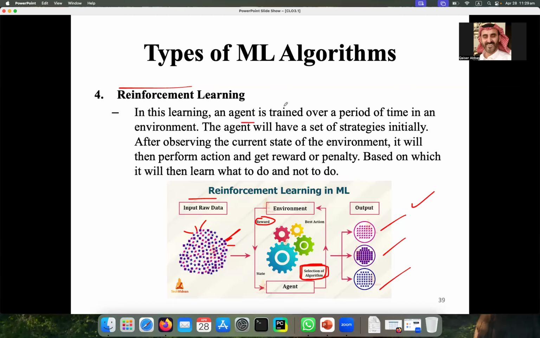So the agent will get training over a period of time in some environment. Then the agent will have a set of strategies initially. That set of strategies is part of this algorithm, okay? Set of strategies: when this state comes, what action does the agent have to take? This is the strategy. After observing the current state, it will perform some action, and then it will get a reward or penalty. Based on this reward or penalty, the agent will learn what to do and not to do.